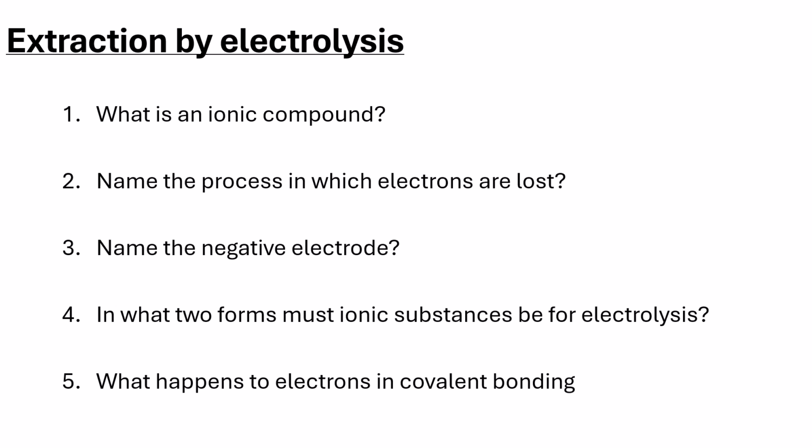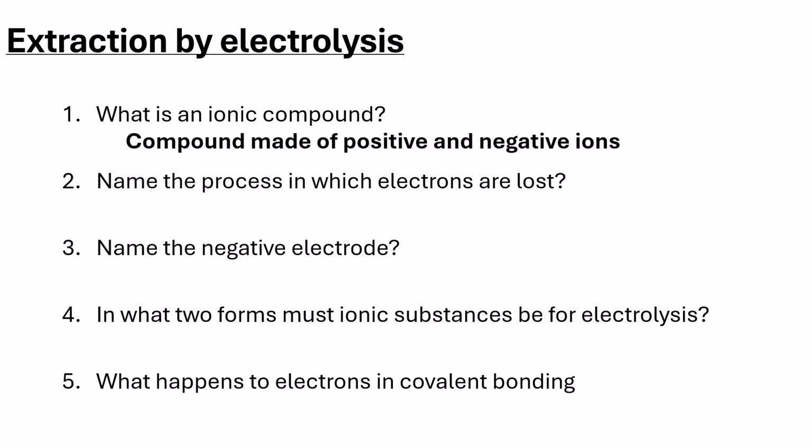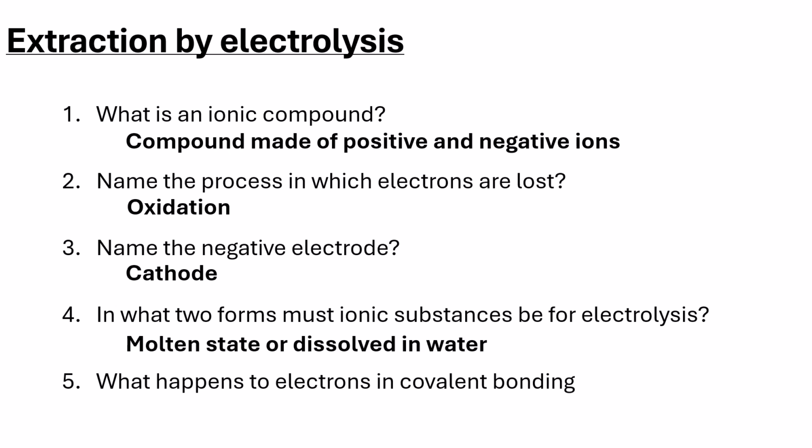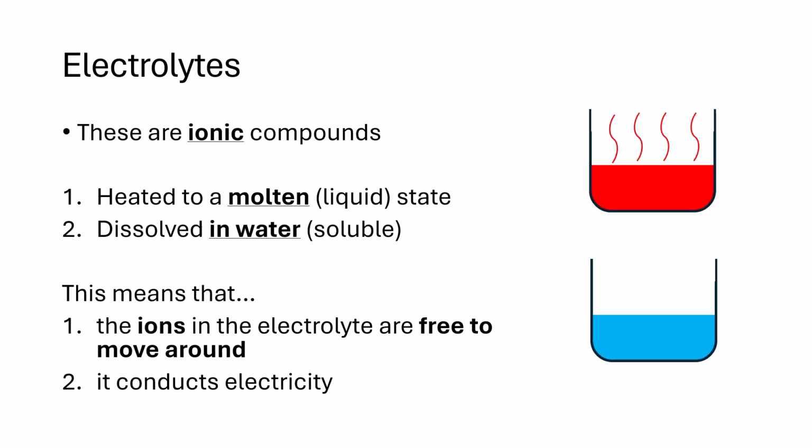Okay, so the answer to question 1, an ionic compound is a compound made of a positive and negative ion, with the positive being a metal and negative being a non-metal. The process in which electrons are lost is oxidation. The loss of electrons is oxidation. The negative electrode is called the cathode. Ionic substances for electrolysis must be in 2 forms, and that's either in a molten state, or if it's soluble, we can dissolve it in water. And in covalent bonding, electrons are shared. We've mentioned this in the previous video.